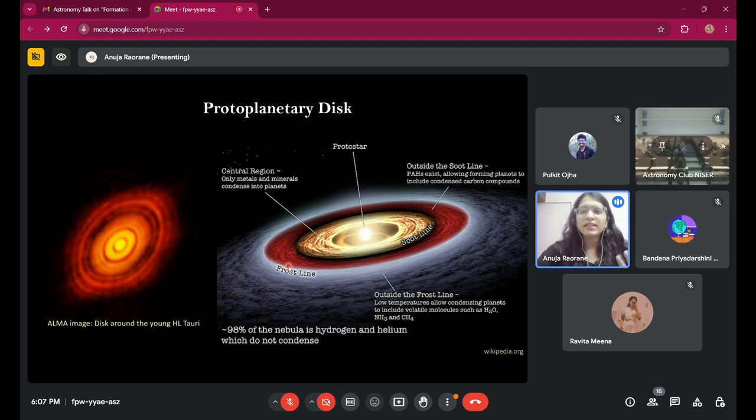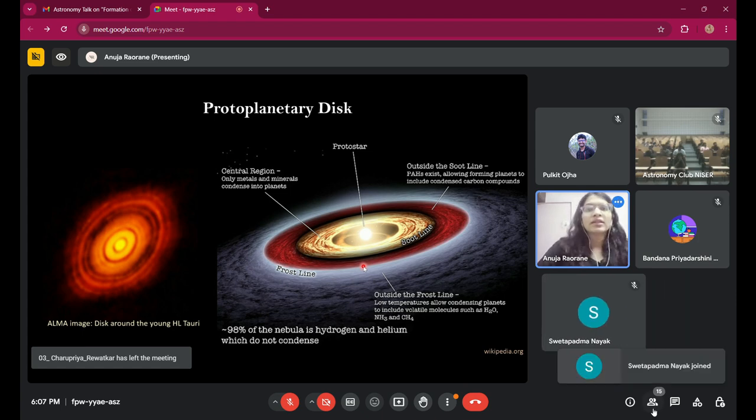And this basically divides the protoplanetary disk into different compositional areas. But 98% of our nebula is hydrogen and helium. Please do not mistake the rings or the substructures that you're finding with these lines that I'm talking about. These are two different things.